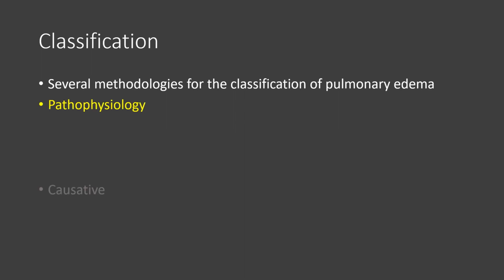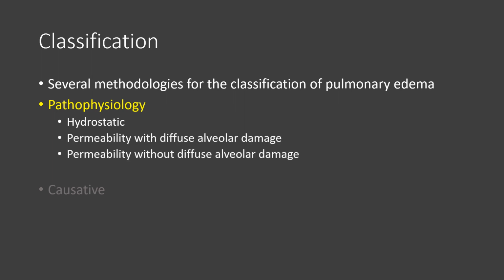So let's first talk about pathophysiology. For pathophysiology, we're really talking about Starling forces. What are the Starling forces that can allow fluid to leak out of vessels? The biggest one here is hydrostatic edema. This is where there's too much pressure inside the vessels. That pressure pushes fluid out of the vessel into the interstitium of the lung. That's hydrostatic edema.